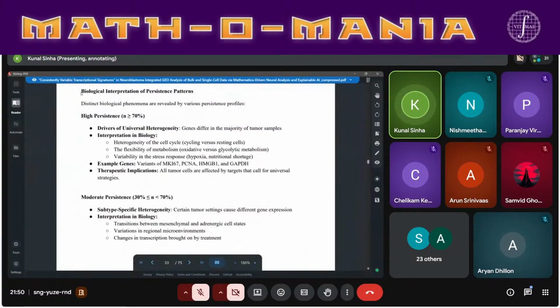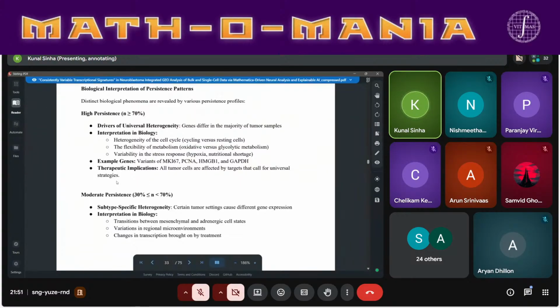And for the biological interpretation of persistence patterns, high persistence is universal heterogeneity. What universal heterogeneity means is that this thing varies a lot among different kinds of cells, it has varied for different people and different patients, and even within the same tumor in different regions, it has varied a lot. So there might be some biological significance to this. We cannot prove that without doing a physical experiment, but it is usually the case that there is an exhibition of this kind of thing.